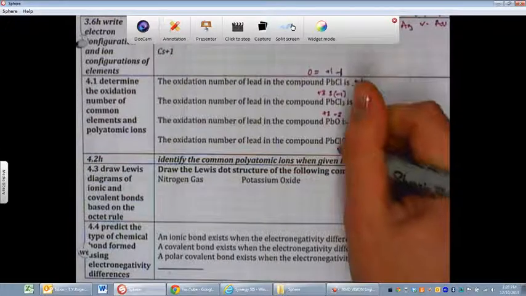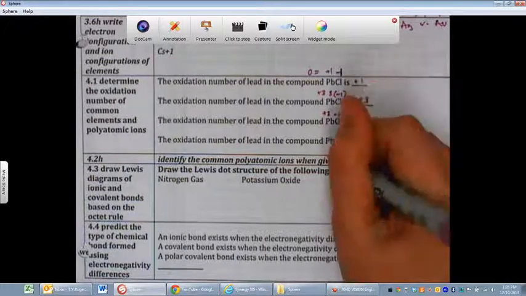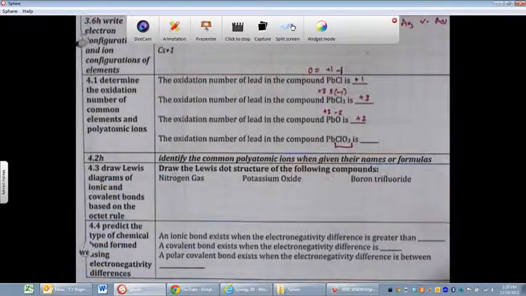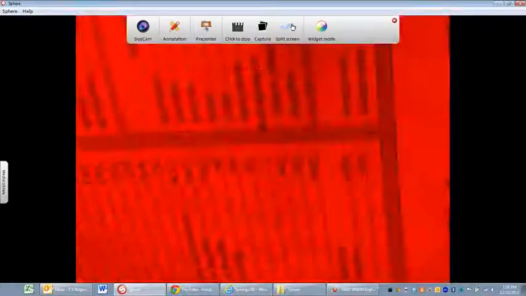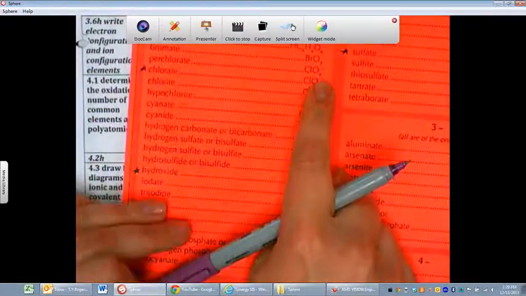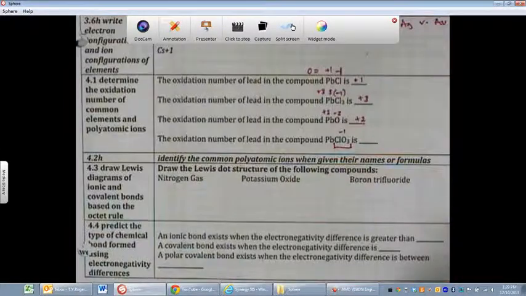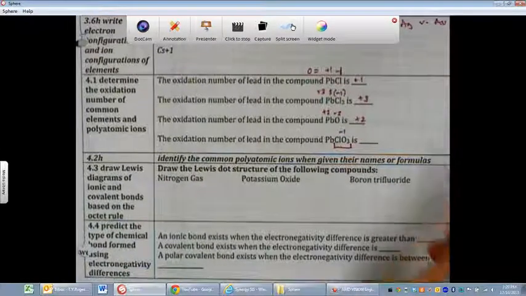Next, I have lead chlorate. So be careful. I have some people who are multiplying by that little 3, and that is unnecessary. So chlorate on the back, we have ClO3. The whole thing has a -1 charge. So this is just a -1. To balance that out, then my lead would need a +1.